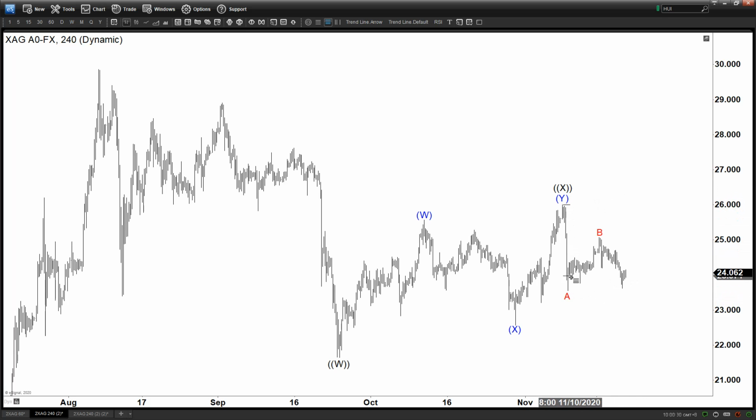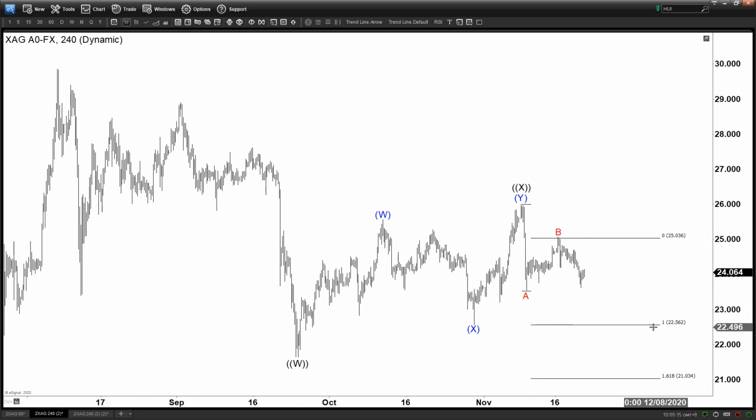So if I measure it this way, you can see the 100% is going back to this X in blue, which is possible. We can go back to 22.6, for example, and then I think the market is going to decide again to see what's going to happen.